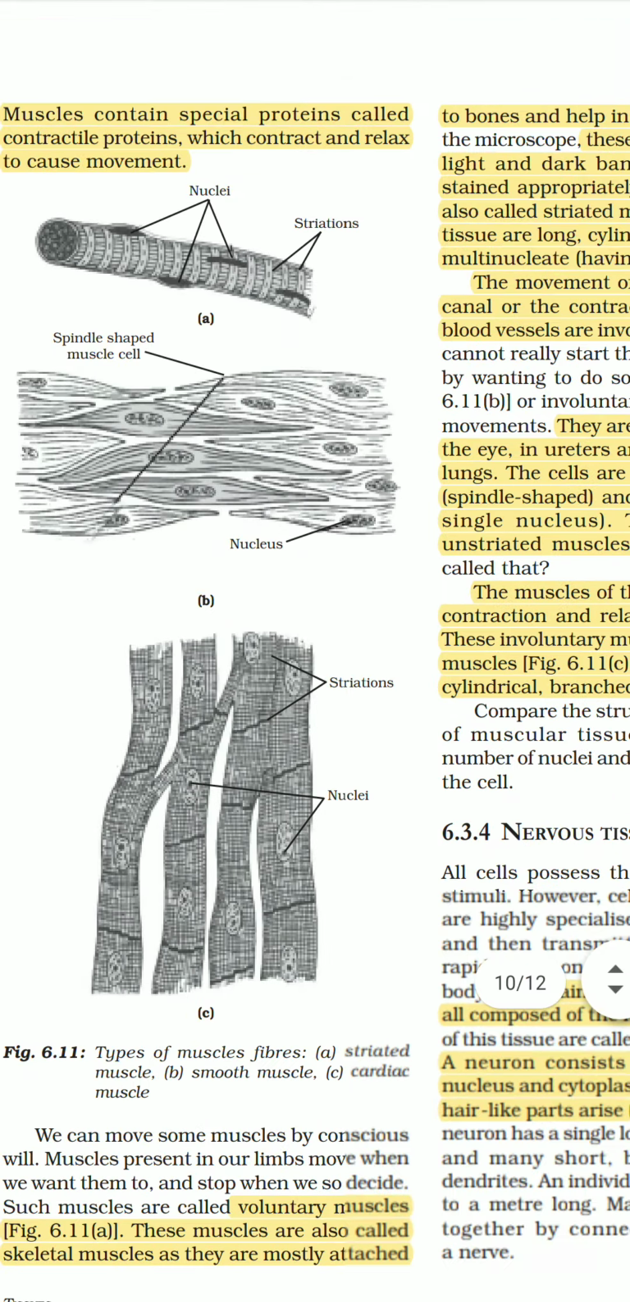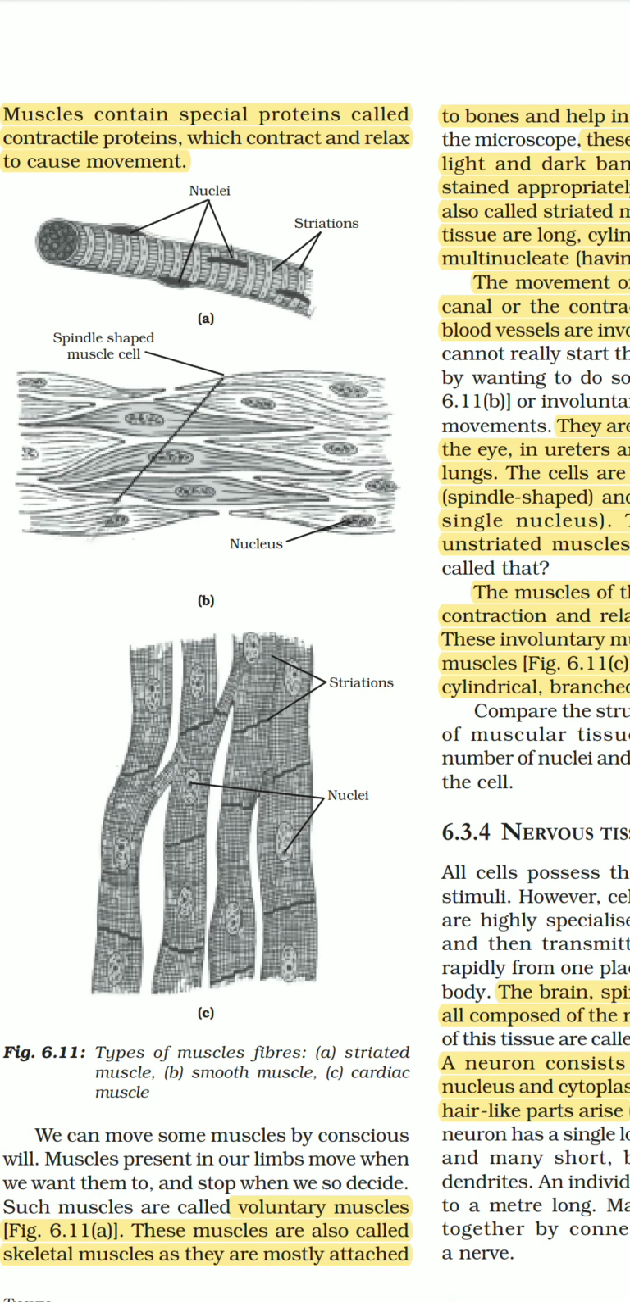Voluntary in function means they are under the control of our will. They are present in those organs of our body which are under our control. For example, our eyelids, our limbs, our neck, all those areas where we can have our control. You can move your hands and legs as you wish. Whenever you want you can move, you jump. That means your limbs are in your own control. So such types of muscles which are in our own control are called voluntary muscles.